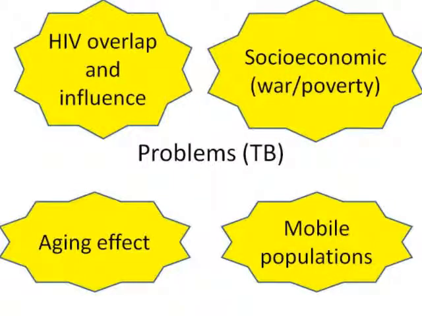If we consider the same question but for tuberculosis, TB, then we've got mobile populations again as a factor, but there are three others. Firstly, there's a significant overlap of HIV infection in areas that are affected by TB, and HIV causes the immune system to be depleted, and therefore tuberculosis becomes more common because of that. We've also got the aging effect.